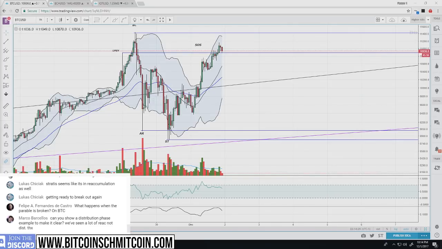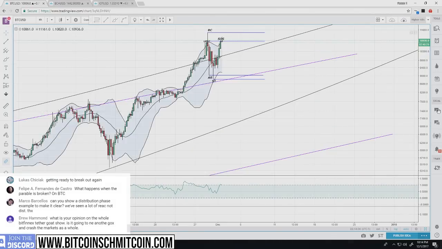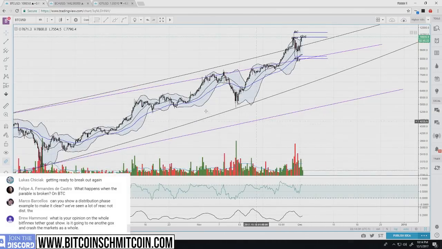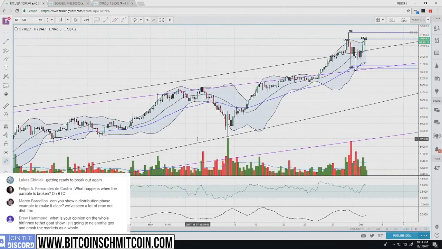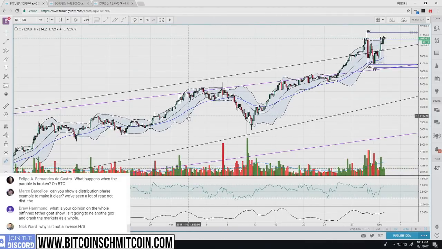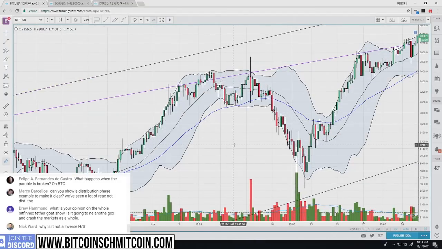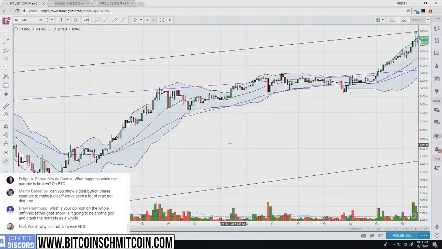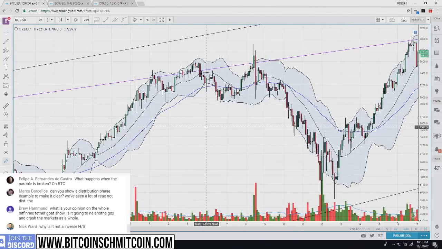Can you show a distribution phase example to make it clear? Yeah, sure. So Bitcoin's actually gone through a couple of distribution phases on the smaller time scales. So here's one right here. Right, so let's look at here's a distribution phase right here. Maybe even the 120-minute view. Okay. So this is a classic distribution phase right here for Bitcoin.